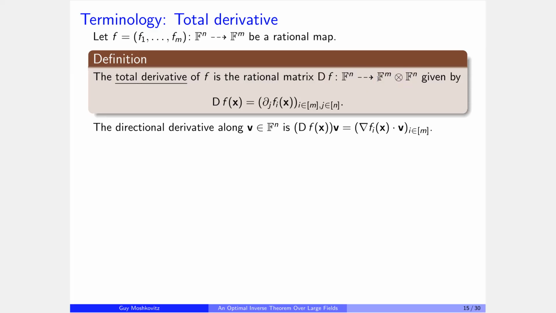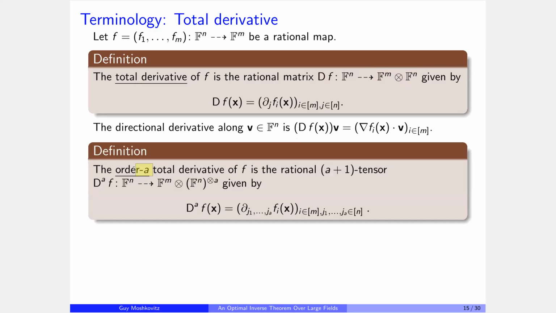But now, the first total derivative gave you a matrix. If you take another total derivative, then you get a three-dimensional array of functions. Okay? So we can talk about the order A total derivative. It's a rational tensor whose entries are just all the possible partial derivatives with respect to A of the variables, any multiset of the A variables.